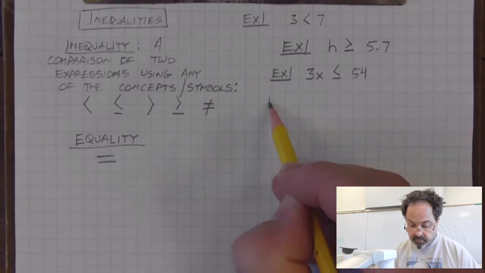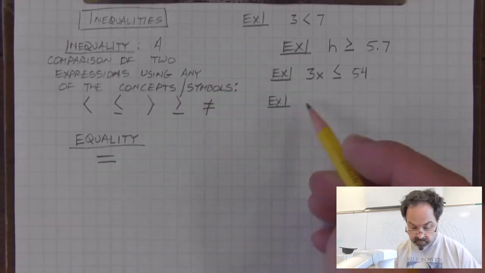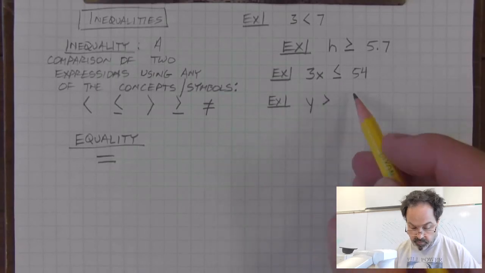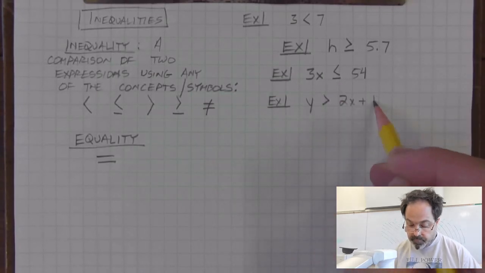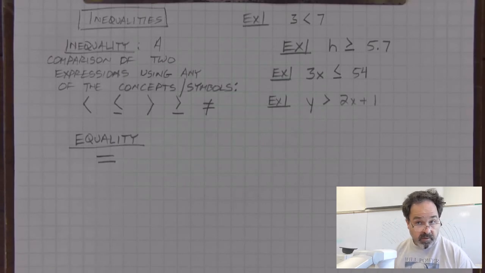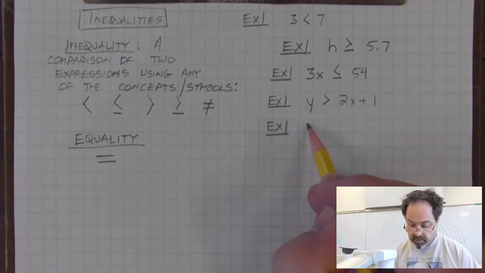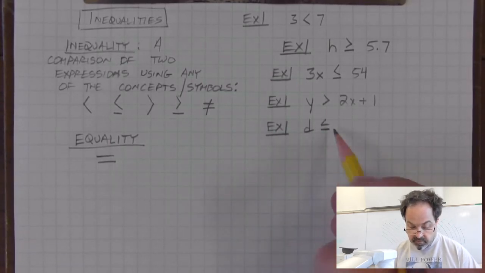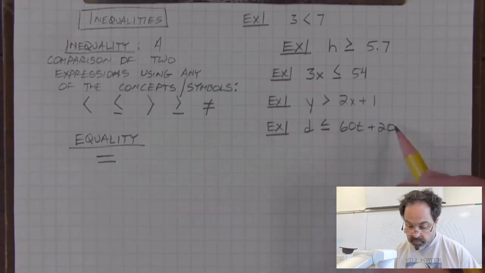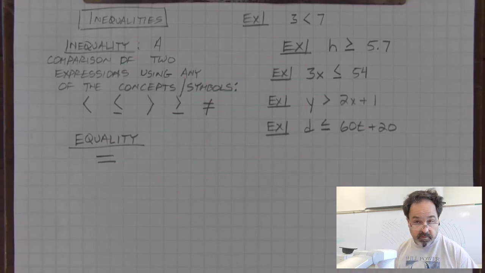A couple more examples of inequalities. y is greater than 2x plus 1. This is a more sophisticated inequality because it contains two variables. And so the graphs of such an inequality are going to be more sophisticated. And one more example of a two-variable inequality. d is less than or equal to 60t plus 20. Two variables, d and t, because variables don't need to be x and y. x and y are just typical.